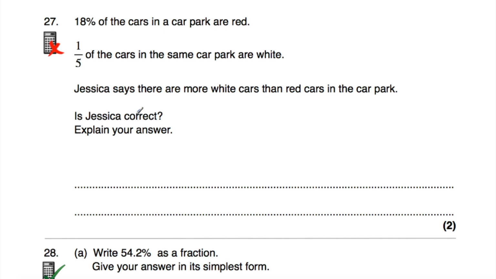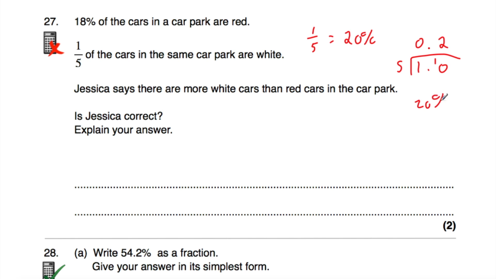And explain our answer. Okay, so here we've got 18% of the cars are red and a fifth of the cars are white. So it'd be quite useful if we could convert this fraction, 1/5, into a percentage. And actually it's one of the ones that you should really know off by heart, that a fifth is equal to 20%. Alternatively, remember we could take our 1 and divide that by 5. If we divide 1 by 5, how many 5s go into 1? 0, remainder 1. And how many 5s go into 10? That's 2. So that's 0.2. And if you times that by 100, you get 20.